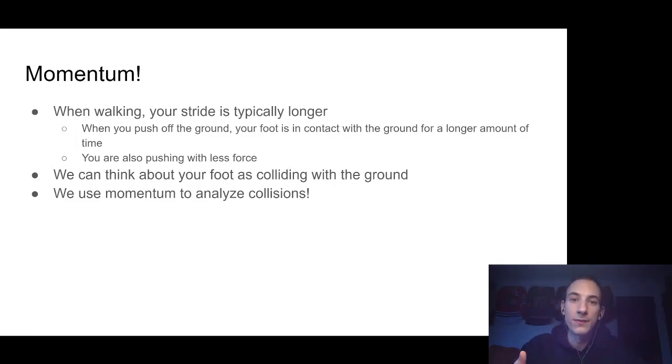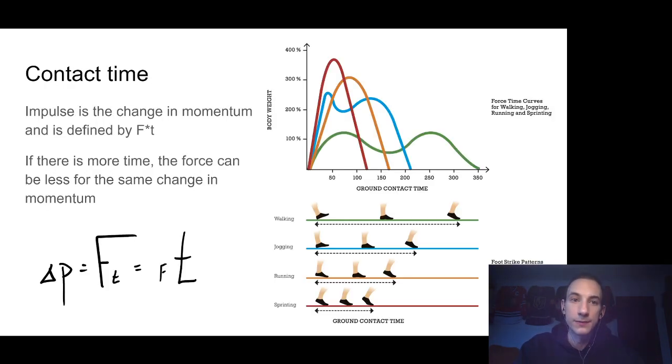If we think about your foot colliding with the ground, we can think about this as a collision. And we said that we use momentum to analyze collisions. So let's do that really quick. Let's look at this interaction between your foot and the ground as a collision. One thing that affects collisions is the contact time. We have this quantity called impulse, which is the change in momentum, and it's defined by our force times our time.